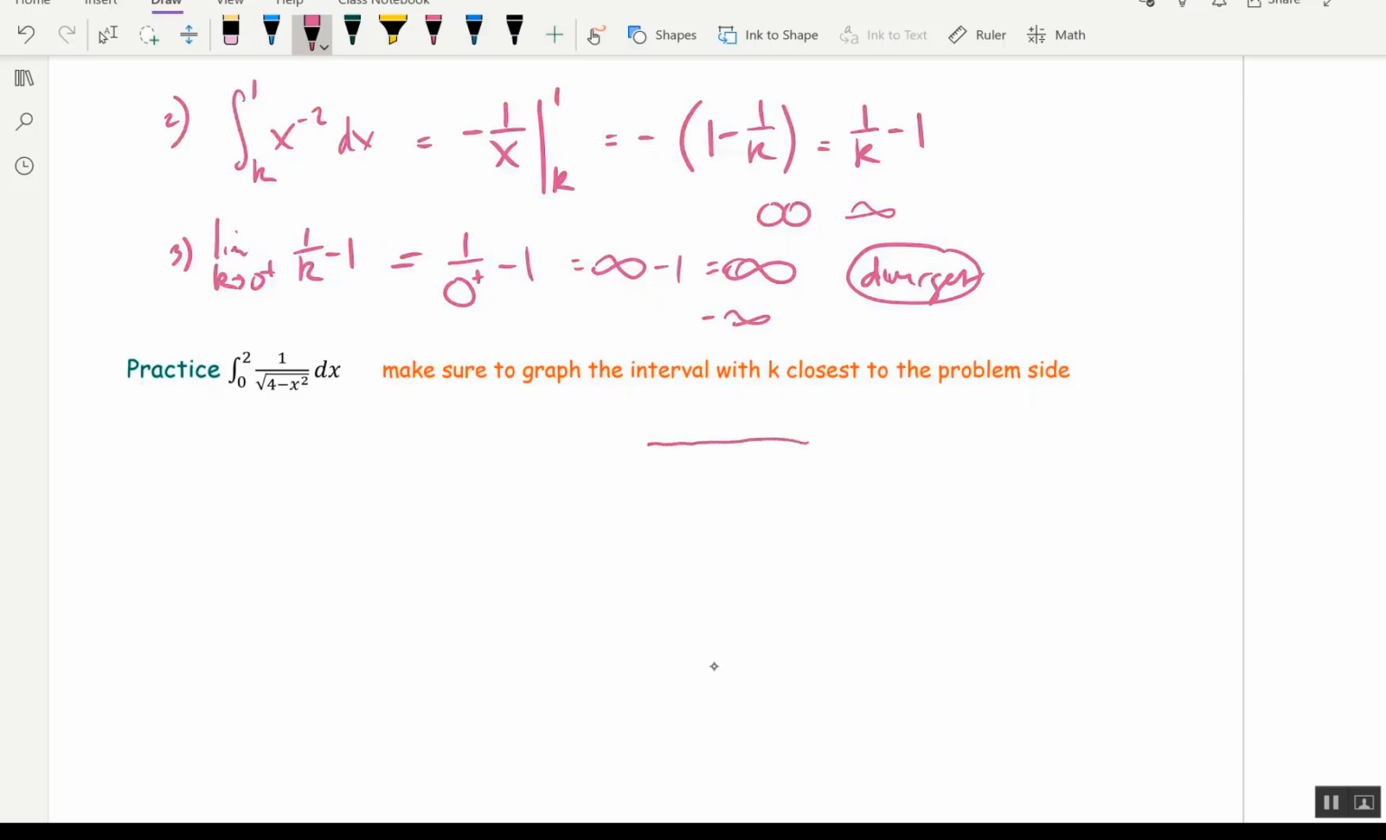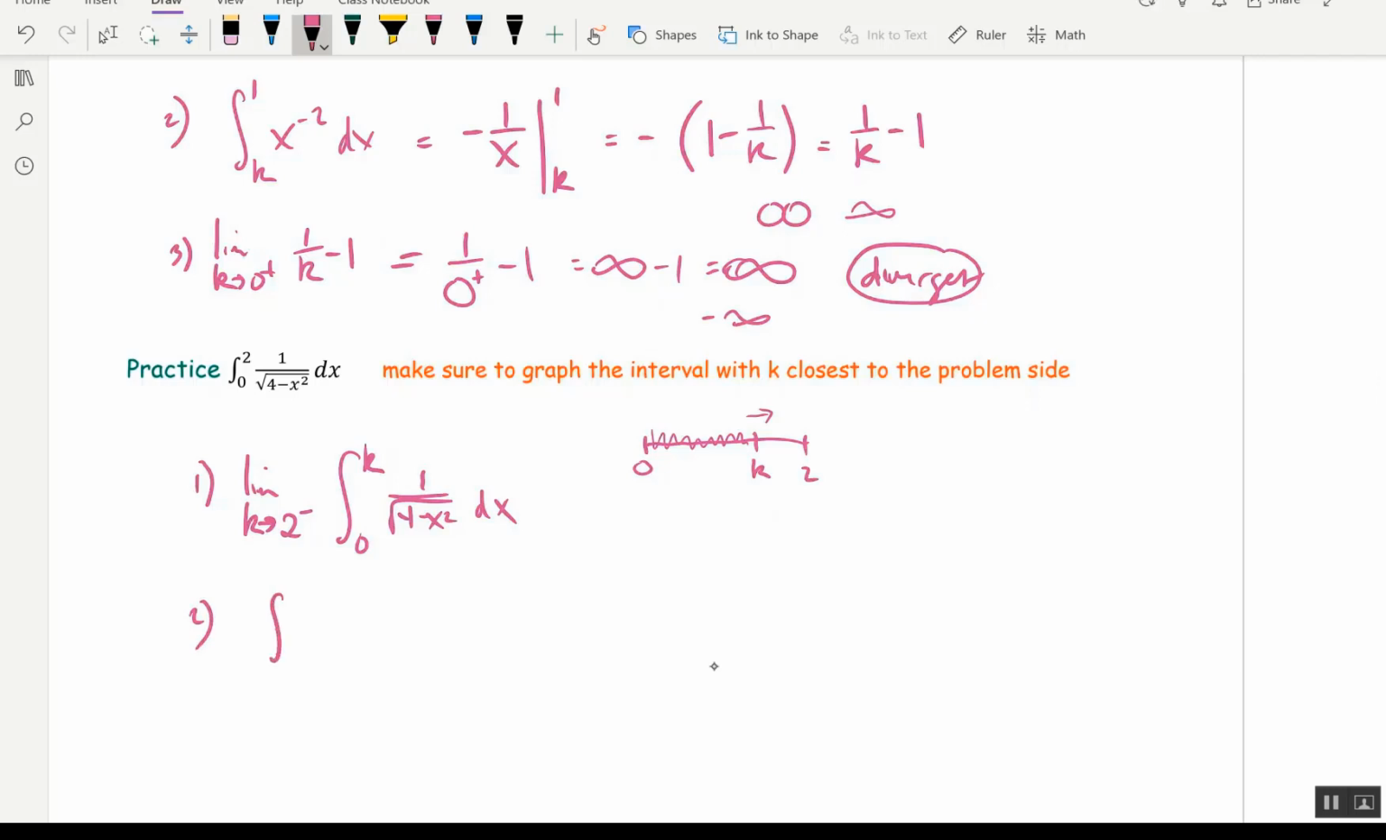So I'm going to draw a picture of the interval, 0 to 2. My problem's up here at 2, so I'm going to put k close to 2. I'm going to integrate from 0 to k, and then I'm going to push k towards 2 from the left. So step 1, I want the limit as k goes to 2 from the left, and I'm going to integrate from 0 to k. And my integrand is 1 over the square root of 4 minus x squared, which I hope you all recognize as a sine inverse.